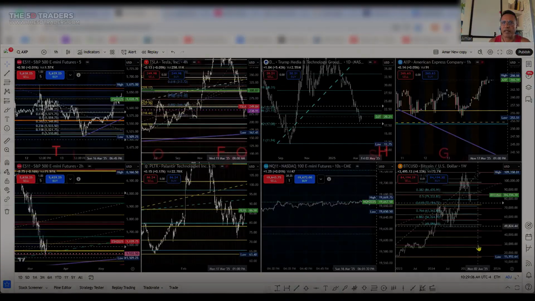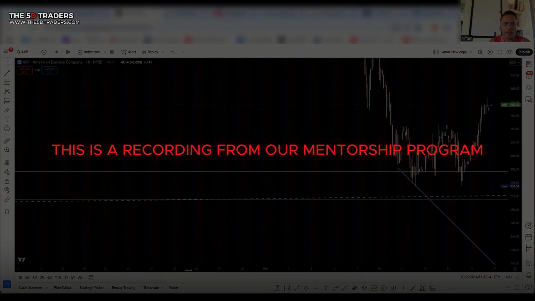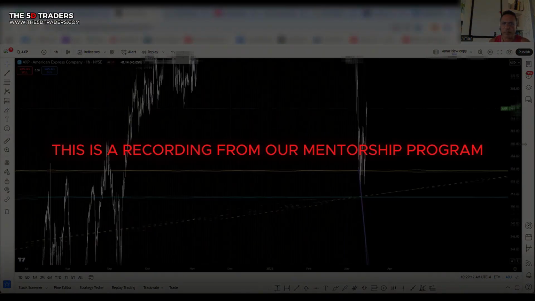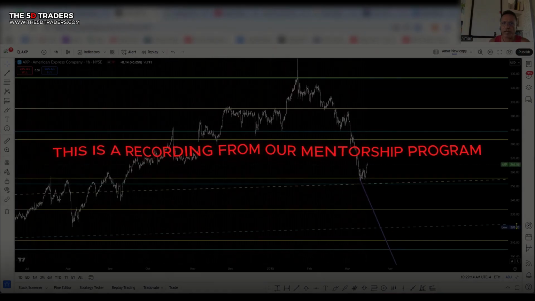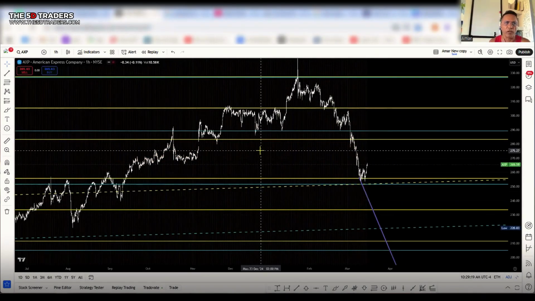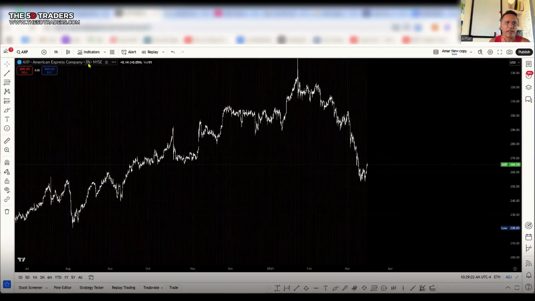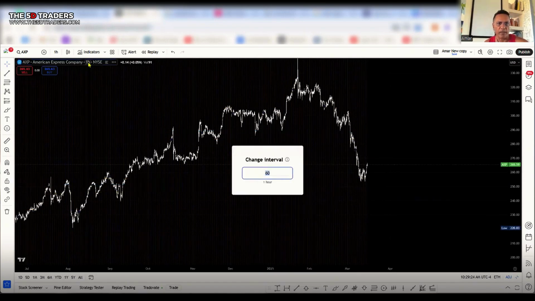Let's look at American Express. I got an alarm and I don't know if there's anything. Let me see if American Express had anything going on with it. And then we'll look at that Trump stock in a second. Let's see if there's money to be made on AMEX.